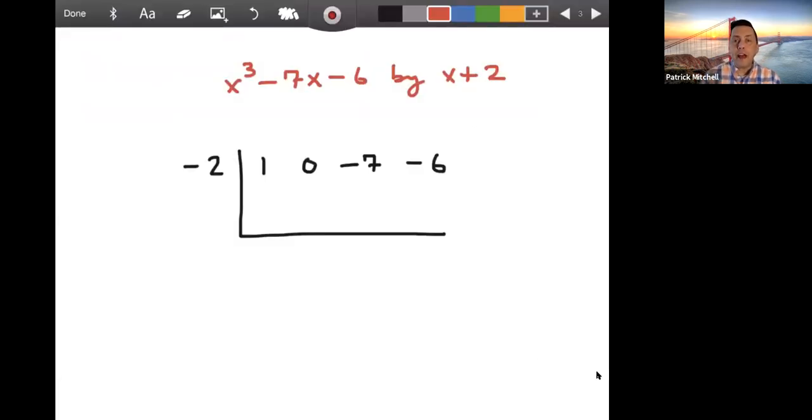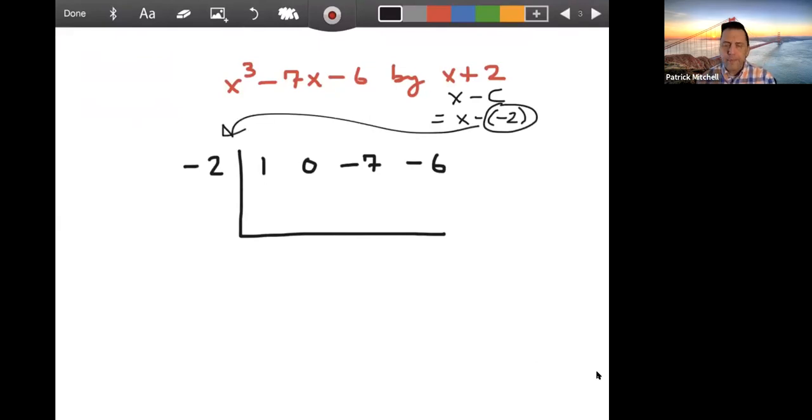All right, so this is how you set up synthetic division. I have -2 written down to represent x plus 2. Now this is the part that seems to confuse everybody when they first start synthetic division. Remember that the divisor, we're thinking of it as having the form x minus c. So I'm thinking of that x plus 2 as x minus -2. So it's the -2 that I want to put over here.